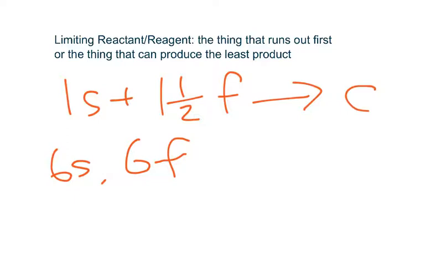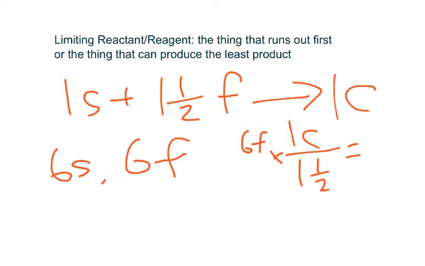Well, let's find the limiting reactant or reagent, which is the thing that can produce the least product. So, with 6 flour, how many cakes can I make? Well, I can use a conversion factor because in the reaction, 1.5 cups of flour creates 1 cake. So I could do 6 cups of flour times 1 cake over 1.5 cups of flour, and this will get me 4. So I can make 4 cakes from 6 cups of flour.